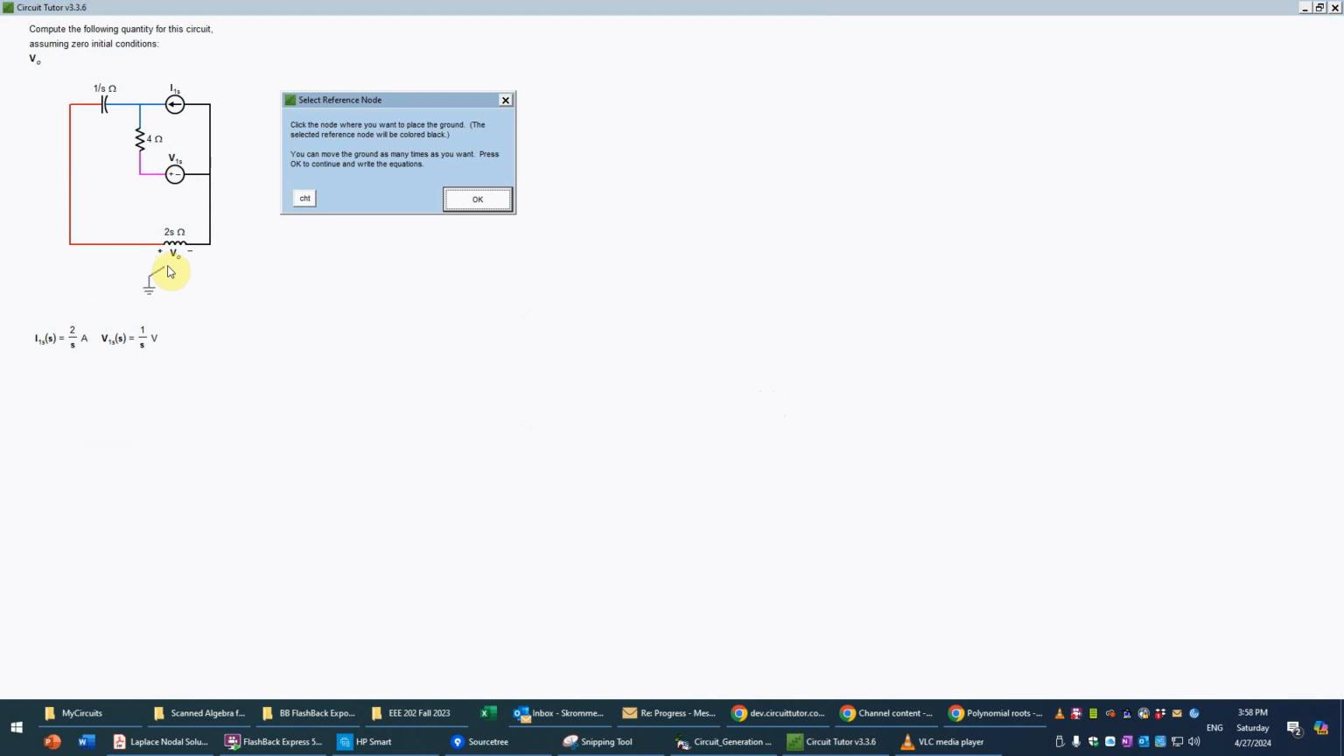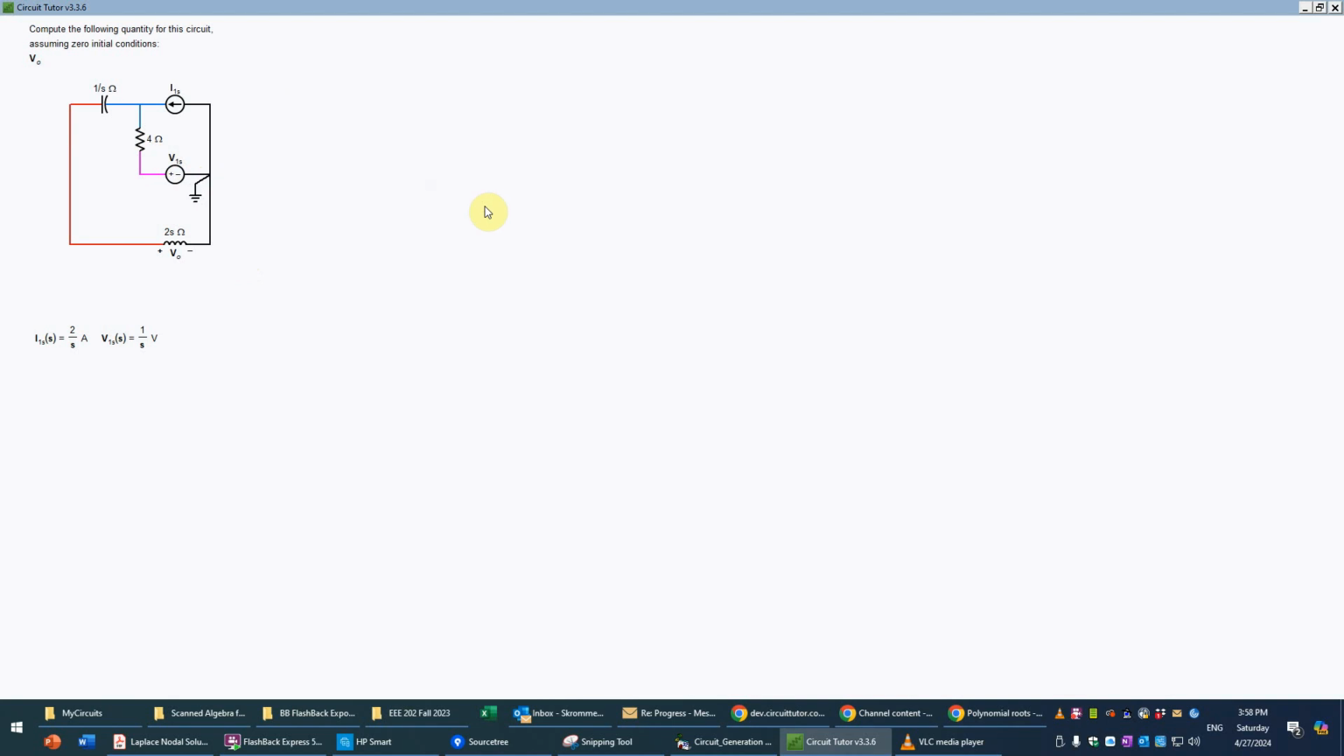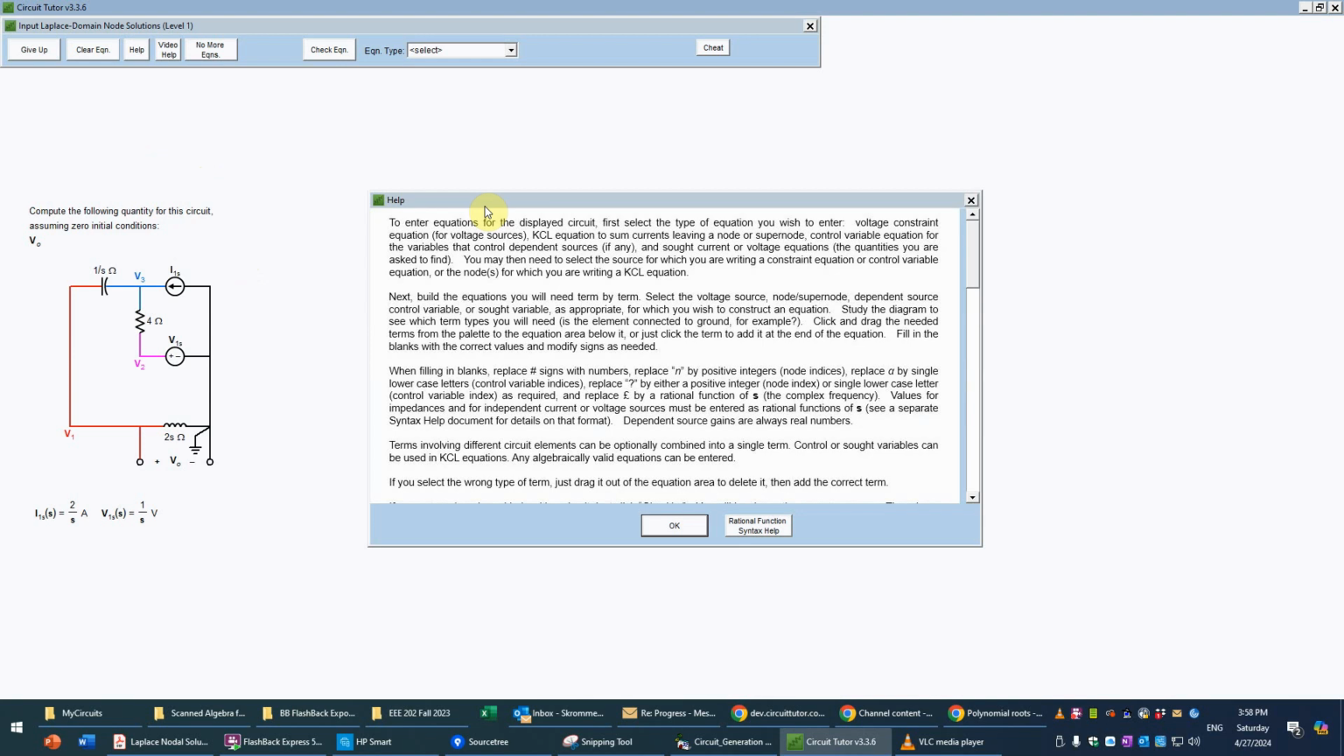Now remember that you usually want it connected to as many voltage sources as possible to minimize the use of supernodes and the like, and also to as many other elements as we can. So clearly the best one would be this one on the right here. This one would be not quite as good because it's only connected to one other element. So we'll put it over here, and then we'll click OK to finalize that. And it's just redrawn it a little bit here.